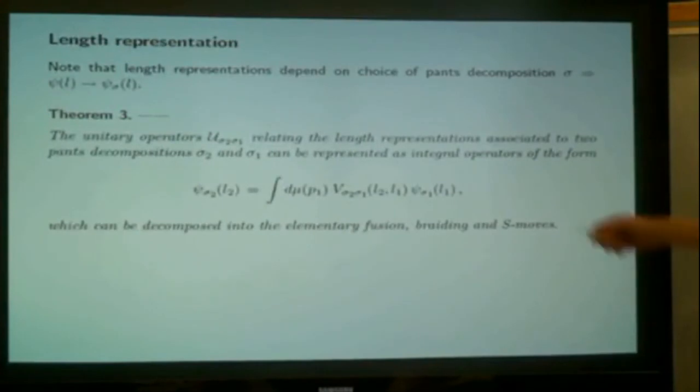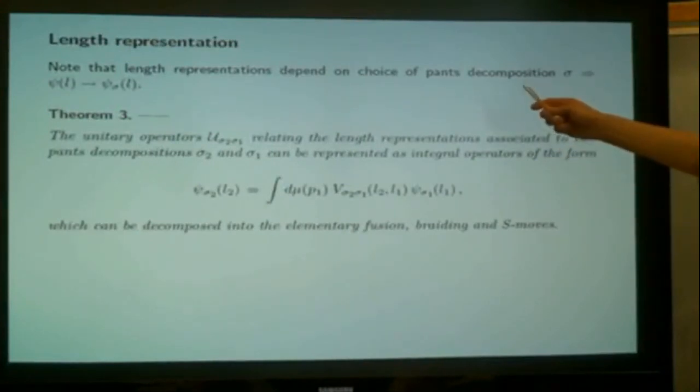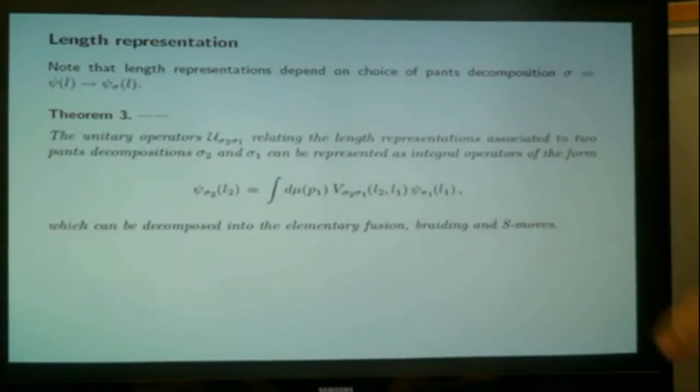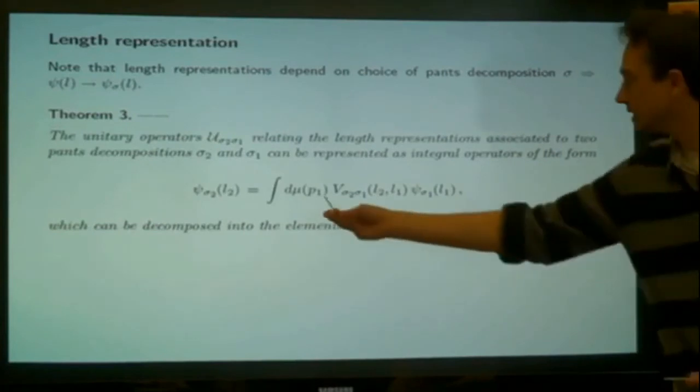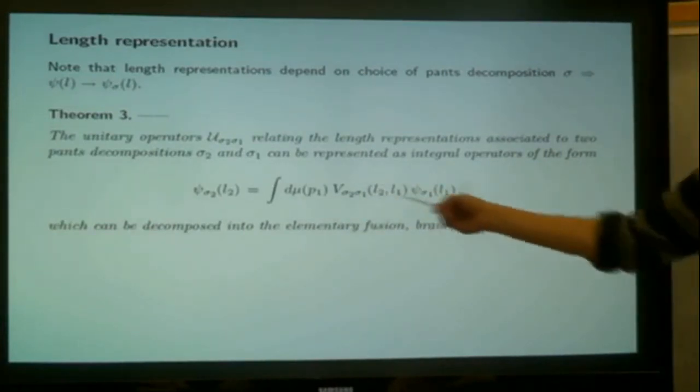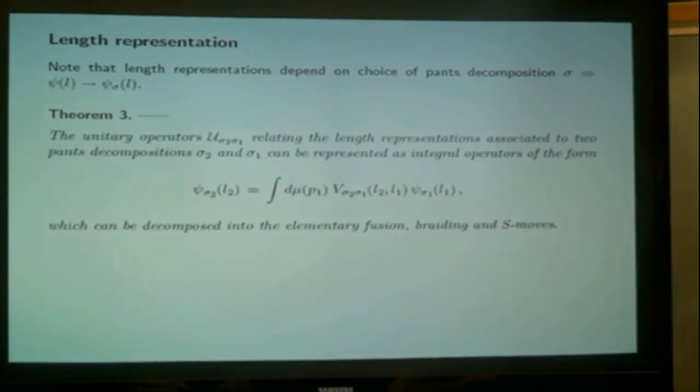Okay, well, let me note the basic result in this story, which I'll spend some time on. The length representation depends by definition on the choice of pants decomposition. Now, the claim is different choices of pants decomposition are related by unitary operators, and even better, I can represent them as integrals with respect to some kernels. So this is a way to describe the change of representation when we go from one pants decomposition to another.